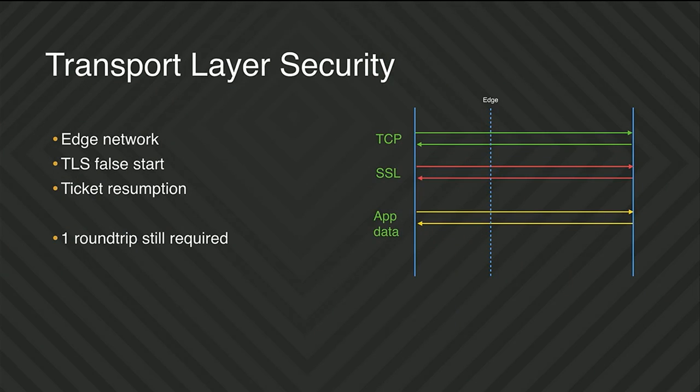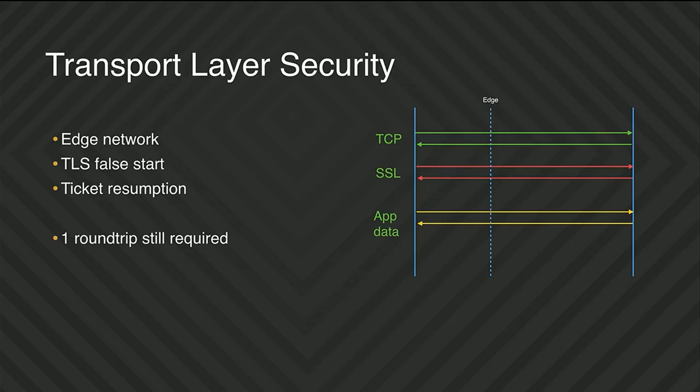We've done a bunch of stuff to speed this up in the past. We've deployed an edge network, which puts servers closer to the users. We use the standard techniques like false start and ticket resumption. But at the end of the day, TLS still requires a minimum of one round trip to establish a connection. So this adds some overhead to the establishment of the connection.